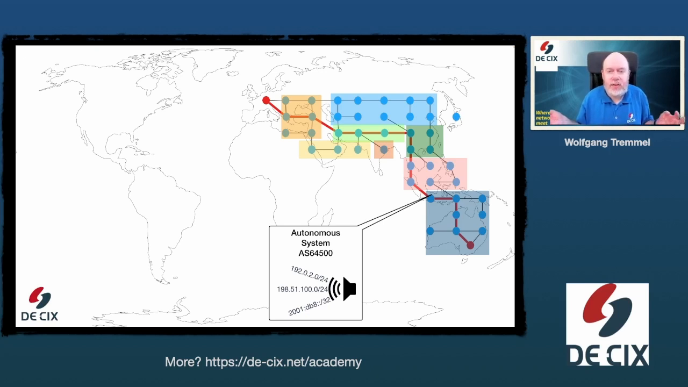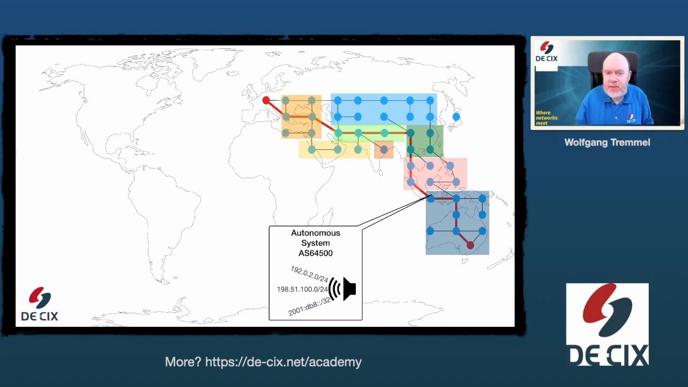And for this, they are using a routing protocol called BGP, Border Gateway Protocol. If you are really interested in BGP, have a look at the DE-CIX Academy website, where I also offer a training about BGP. But this is networking basics. So very simple, an autonomous system is a group of routers announcing prefixes to the outside world, to other routers.